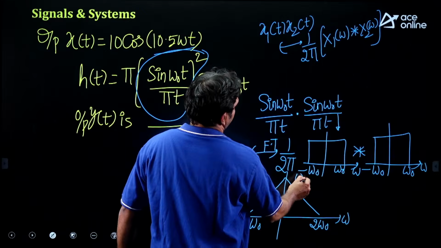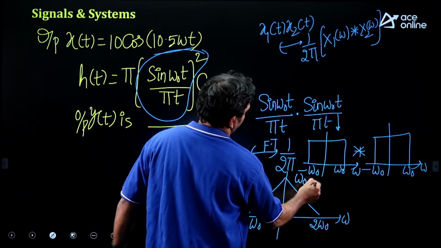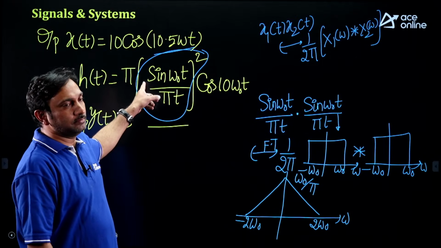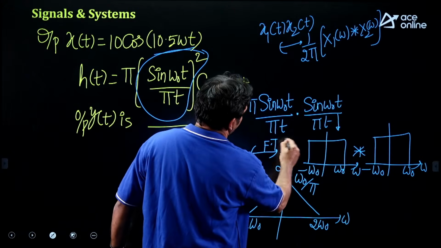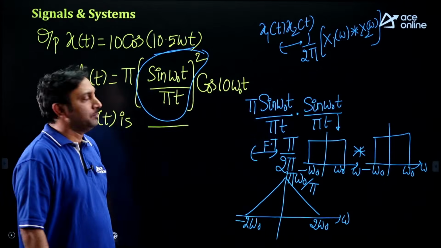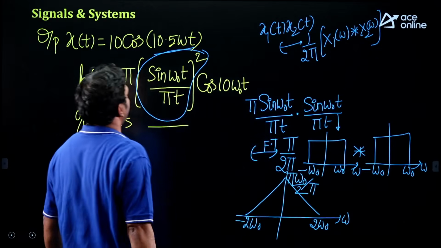That will look like a triangle. Correct or not? Use our area property. The peak amplitude is omega naught by pi. Extra pi is already given. So if I am introducing that pi also here, that becomes what? Of course, by 2 is there, omega naught pi cancellation.